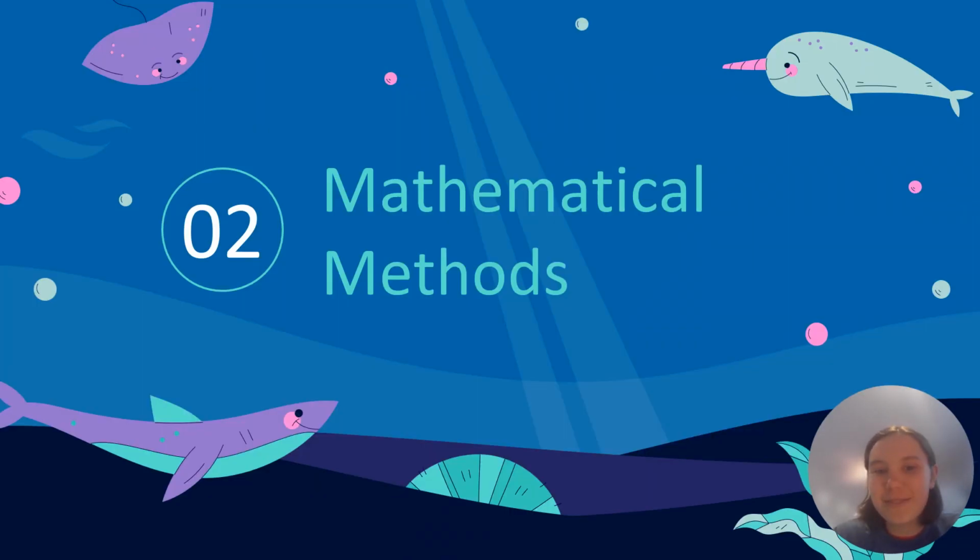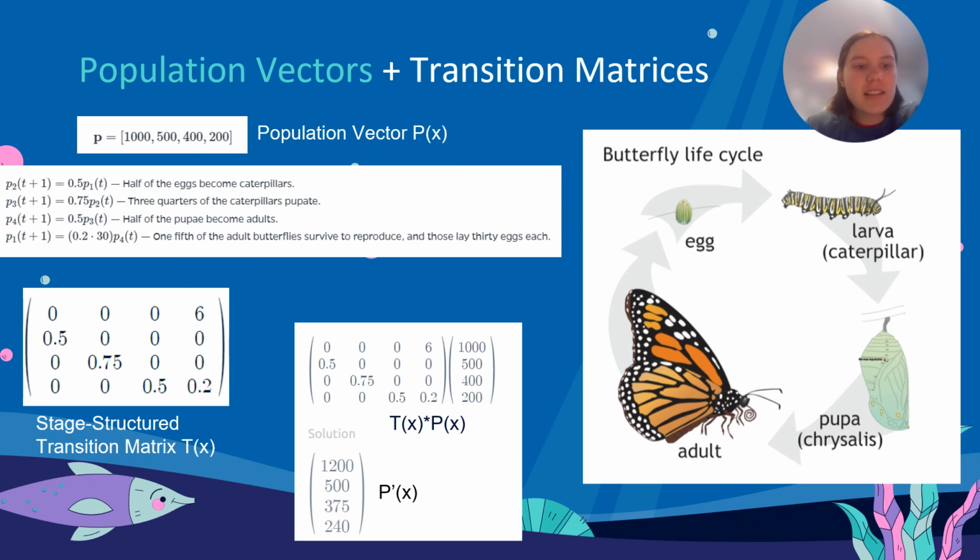Okay, now I'll get into some of the mathematical methods that are needed to do this analysis. The most important element of all of this is the population vectors and transition matrices, which can easily be explained through an example of the butterfly life cycle.